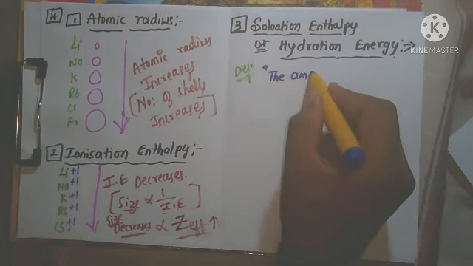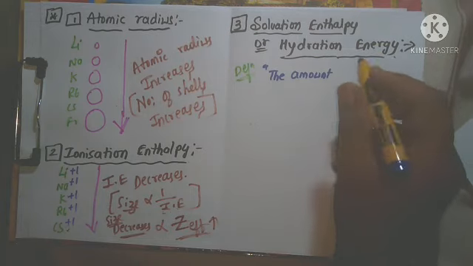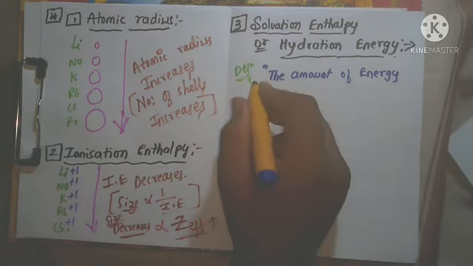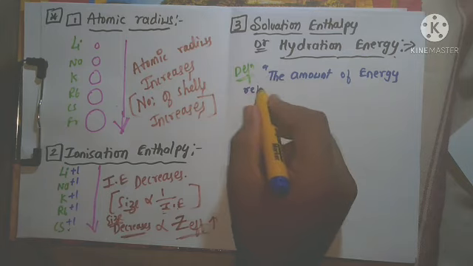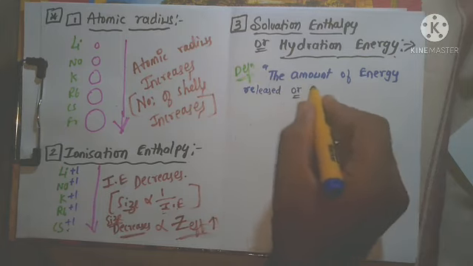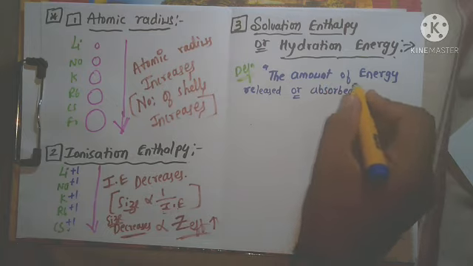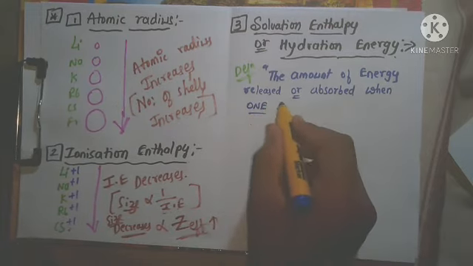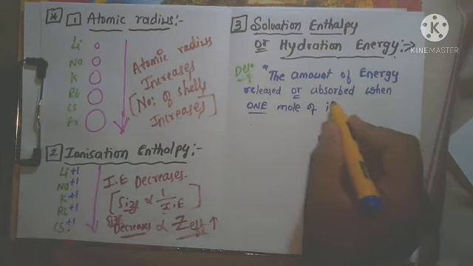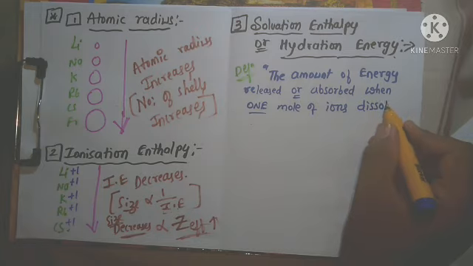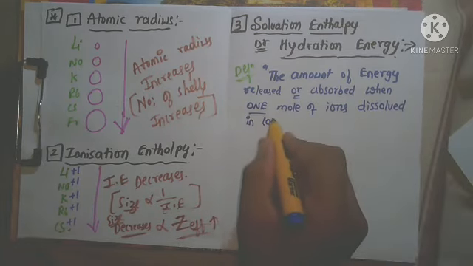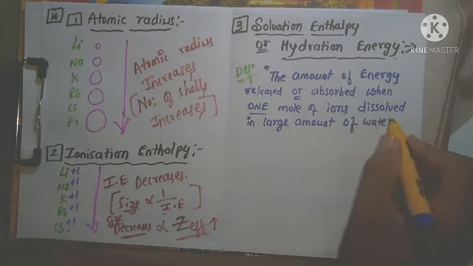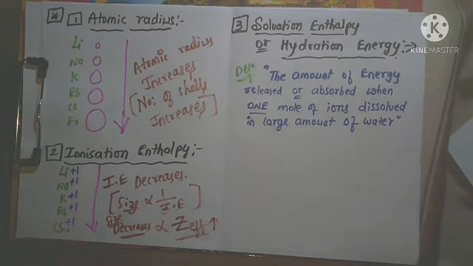The amount of energy released or absorbed when 1 mole of ions is dissolved in a large amount of water is called hydration energy or solvation enthalpy.